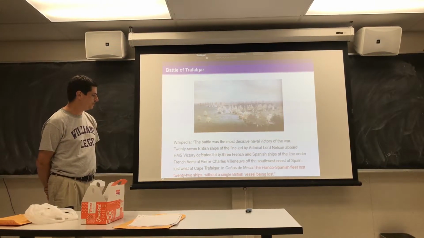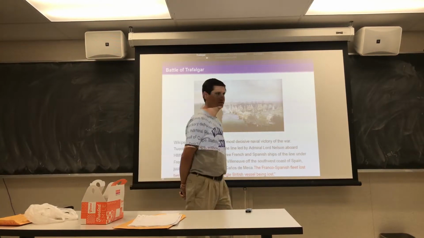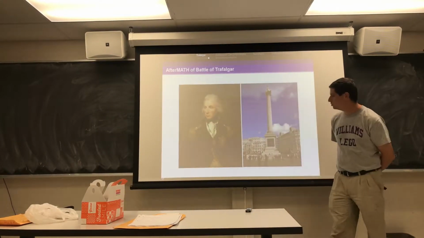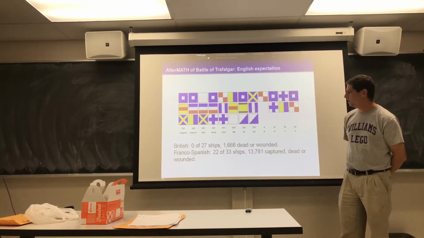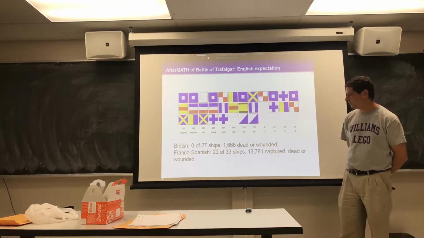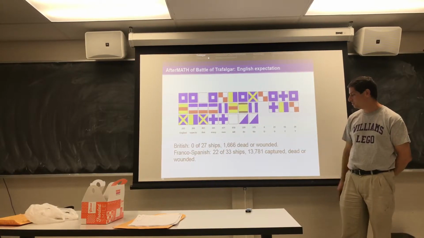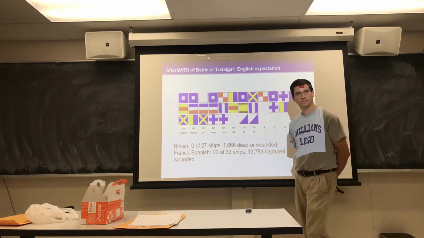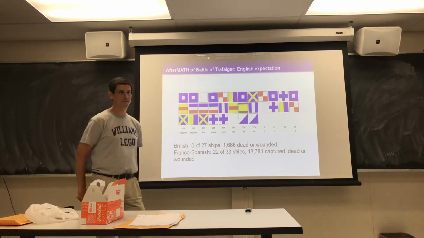The Franco-Spanish fleet lost 22 ships without a single British ship being lost. So in terms of just the actual values, this is Trafalgar Square: the British lost 0 of 27 ships, with 1,666 dead or wounded. Franco-Spanish lost 22 of 33 ships, with 13,781 captured, dead or wounded. This was not just a victory. This was a crushing defeat.